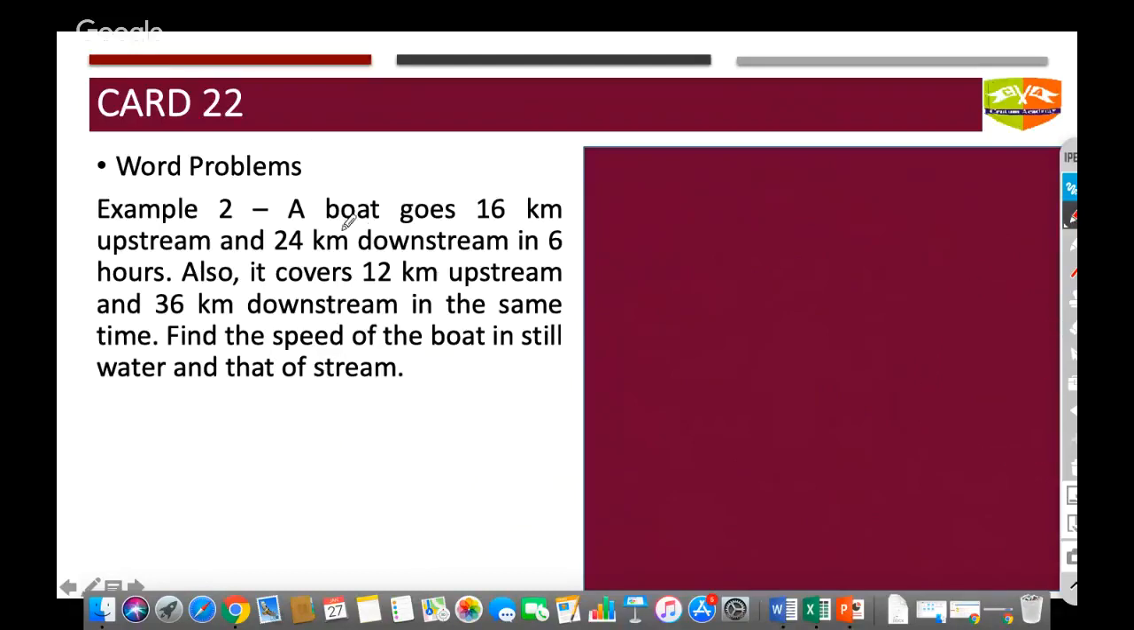So this question says that a boat goes 16 kilometers upstream and 24 kilometers downstream in 6 hours. Also, it covers 12 kilometers upstream and 36 kilometers downstream in the same time. Find the speed of the boat in still water and that of the stream. So try to understand, if the speed of the boat V_B in still water is, suppose, x, and the speed of the stream, which is, I say, the speed of the river, is y.